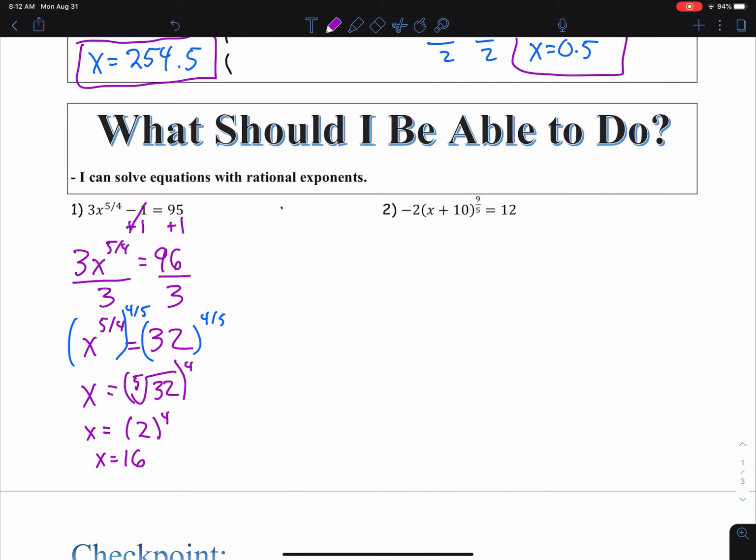So I'm going to go up here and check. Plug in 16 into our original equation, so it'll be 3 times 16 to the 5 over 4 minus 1, and that number should equal 95. When you plug it in and check, you could feel free to plug this one in your calculator and check. You get 95 equals 95. That checks. So x equals 16 is a solution.